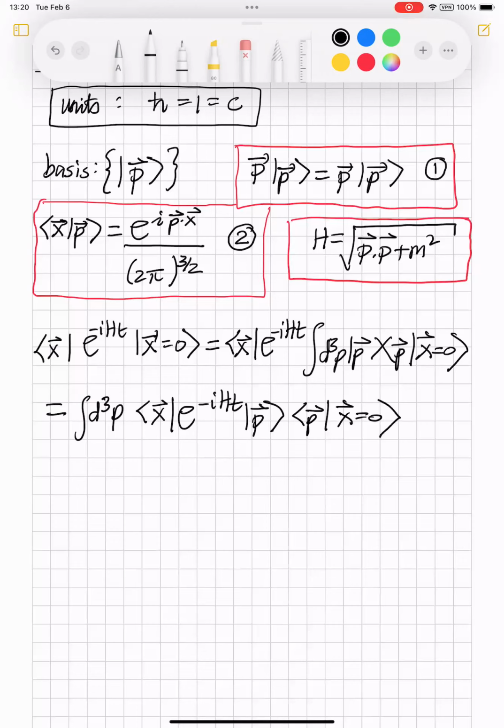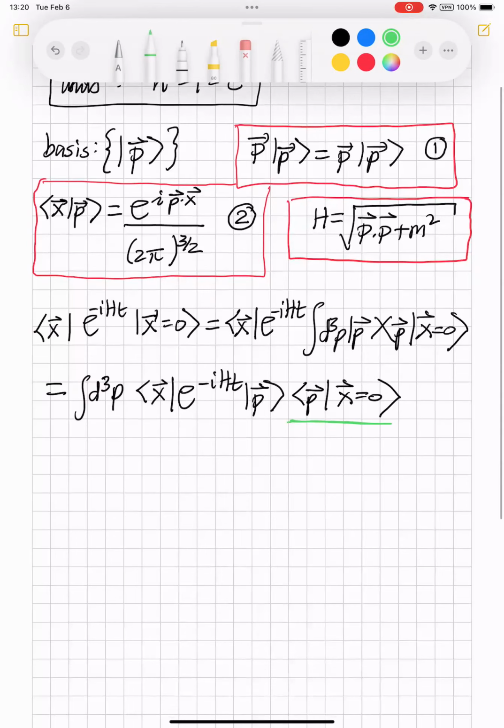Okay, now let's look at each of the elements appearing in this formula in turn. The first thing that I want to look at is this last factor over here. I know what xp is. How do I work out what the bracket between bra p and ket x is? Well, I know that this is nothing but the complex conjugate of the bracket between bra x and ket p. So I know that that's true.